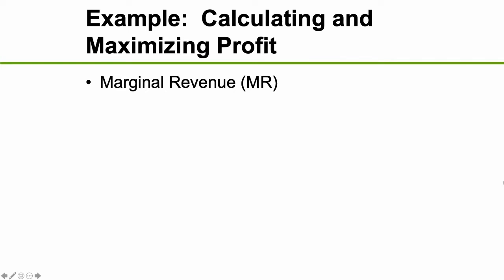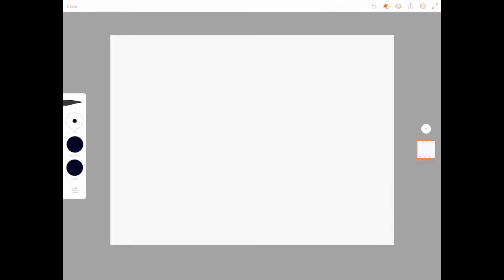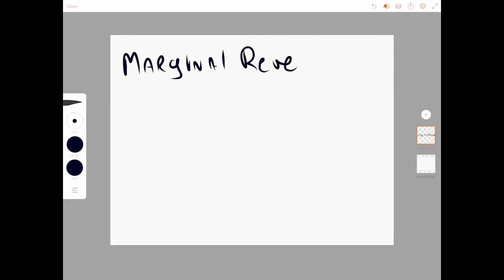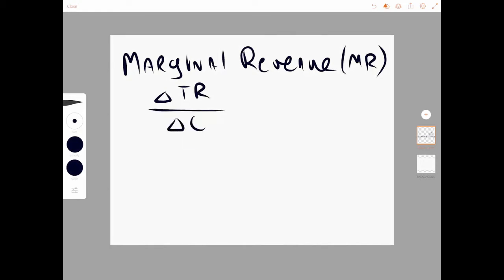How do we calculate and maximize profits? Well, the first thing we need to figure out is marginal revenue. We've talked about this before, at least in terms of margins. Marginal revenue, which I will pretty much just abbreviate MR from here on out. Marginal revenue is the change in total revenue, so that's delta TR, remember the delta is change, divided by the change in quantity.